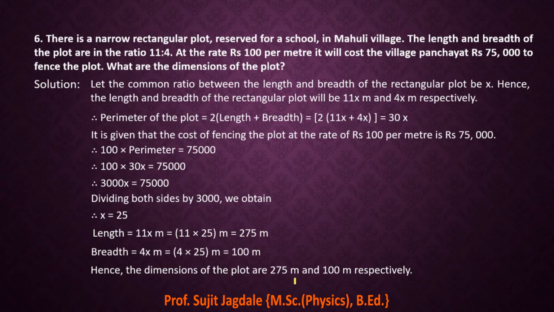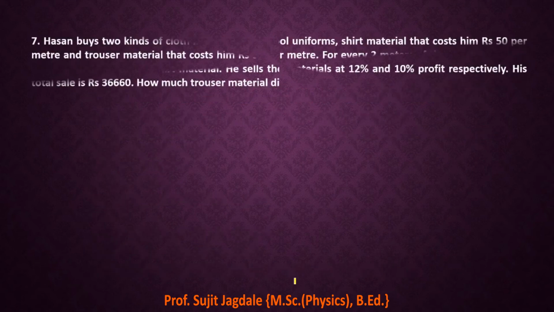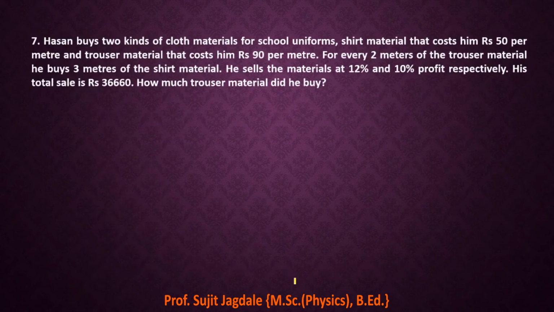In this way question number 6 is done. Question number 7 is again a similar type, only the materials are different. In question number 6, land is there. Here some clothes are there, two kinds of clothes. Hassan buys two kinds of cloth materials for school uniform: shirt material that costs him Rs 50 per meter, and trouser material that costs him Rs 90 per meter.